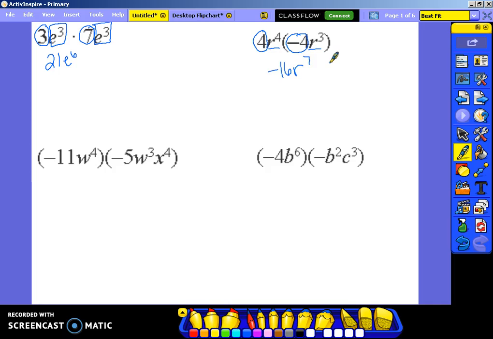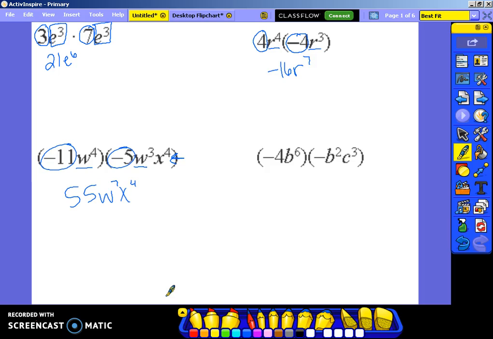All right, number 3. I have negative 11 times negative 5. Negative 11 times negative 5 is positive 55. Then I have w to the 4th power times w to the 3rd power. 4 plus 3 is 7. Keep your base. And then all I'm left with is this x to the 4th power. There's no x in my first part of this expression, so I'm just going to keep my x to the 4th power. So my answer, whenever I put it all together, is 55 times w to the 7th power times x to the 4th power.